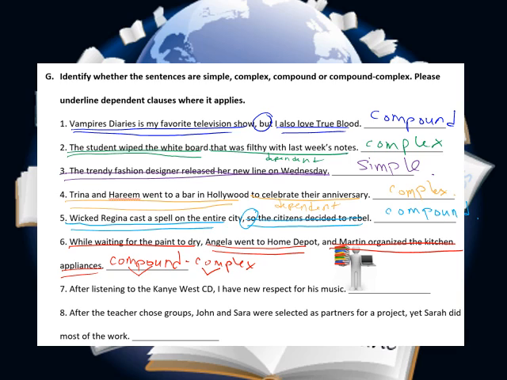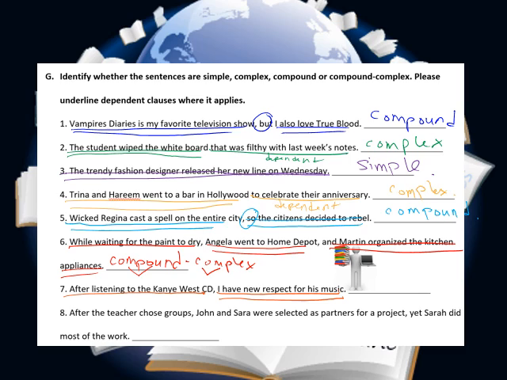After listening to the Henry West CD, I have new respect for his music. Okay, so this is complex. After listening to this, is this dependent or independent? Dependent. I have new respect for his music, independent. Remember, if it's dependent, it is not a sentence. It cannot stand alone. However, if it's independent, it can be a simple sentence on its own. Okay, the last one. Go ahead.